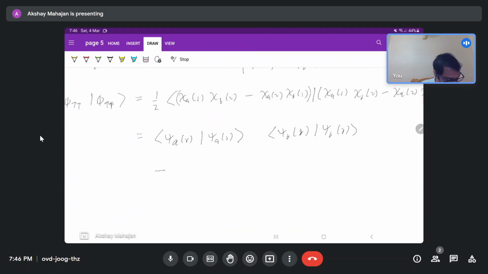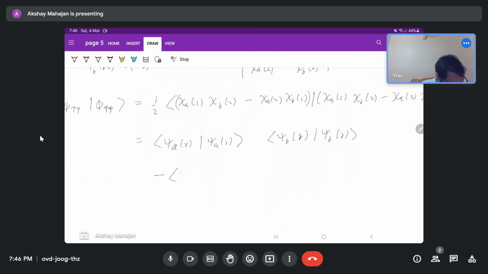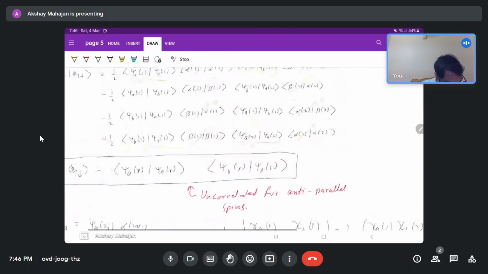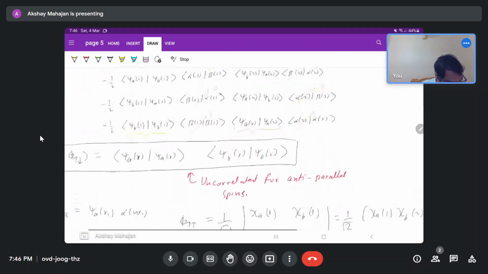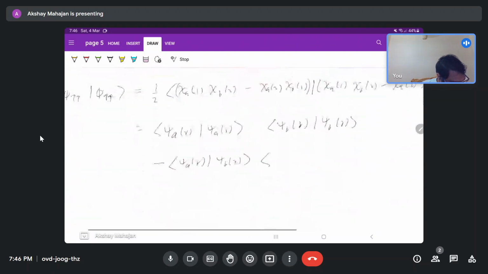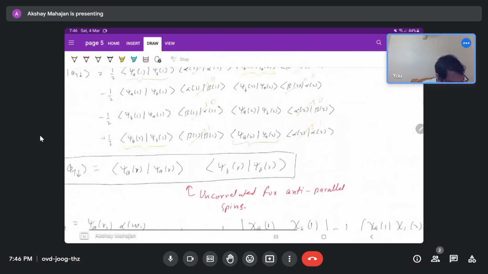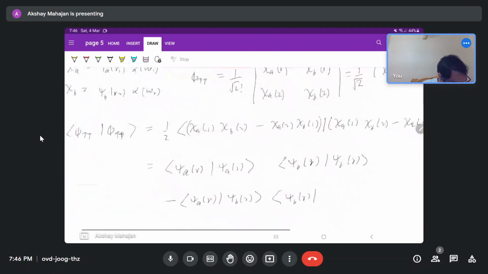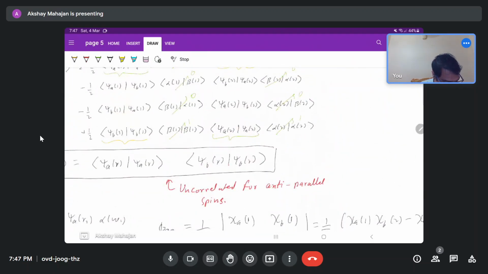Now we will have a minus term because the spins are the same, which will be psi of r. We can take psi a of r and psi b of r, and the other term will be psi b of r, just the complex conjugate of that, and psi a of r, and 1 into r dummy integral. So both these two terms, the second and third term, will be the same, right? Psi b psi a and psi a psi b.